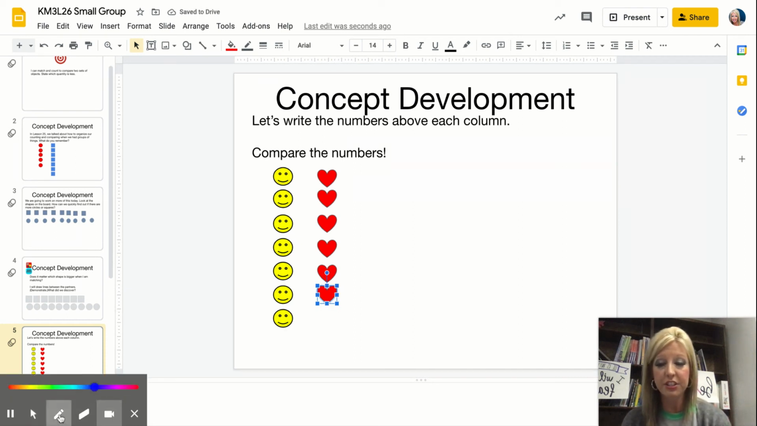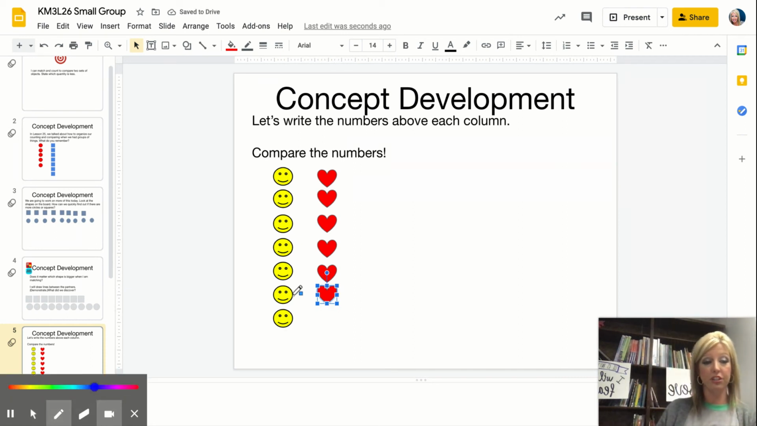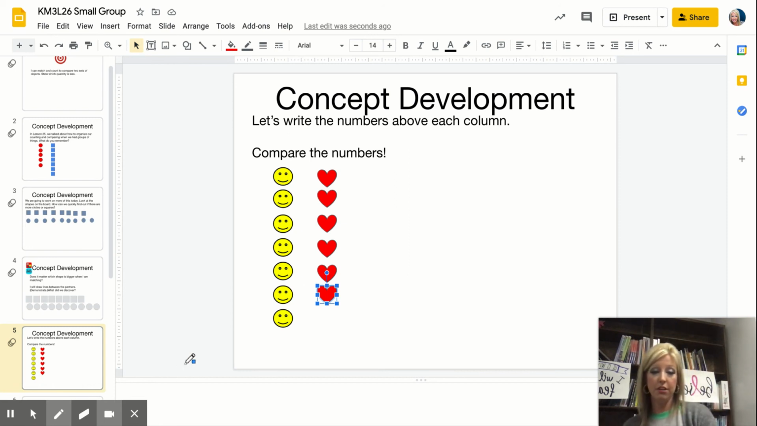So just looking at the picture, do you have more smiley faces or more hearts? It looks like you have more smiley faces, but let's draw a line to make sure that for every smiley, I have a heart, that I've organized those well. And I do.